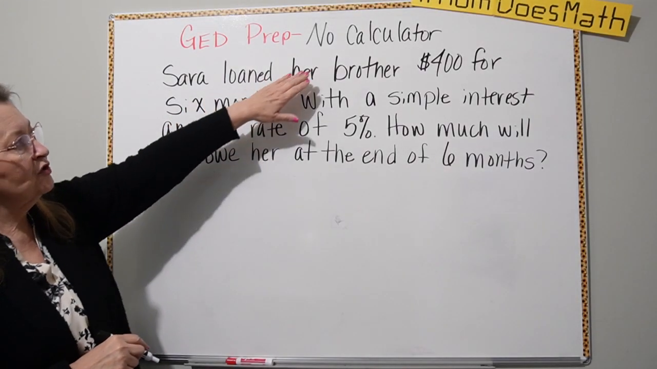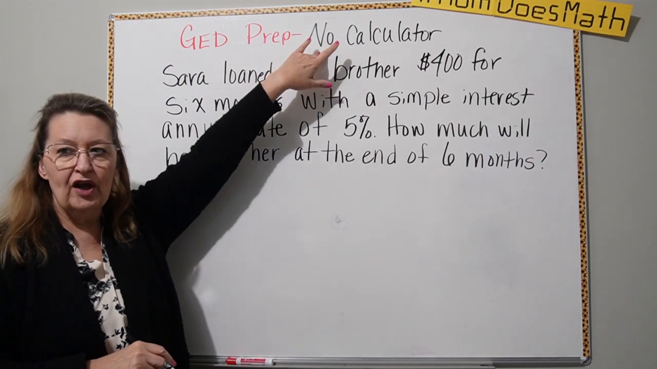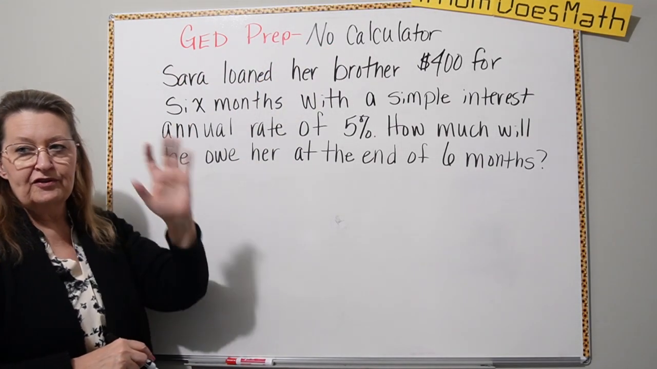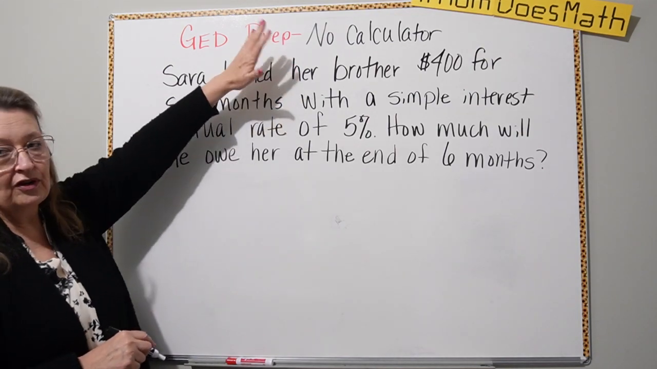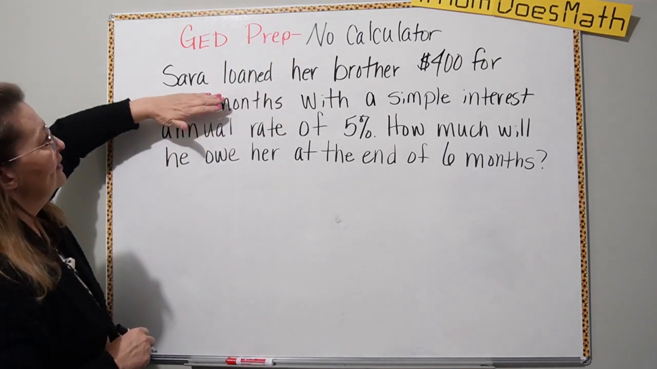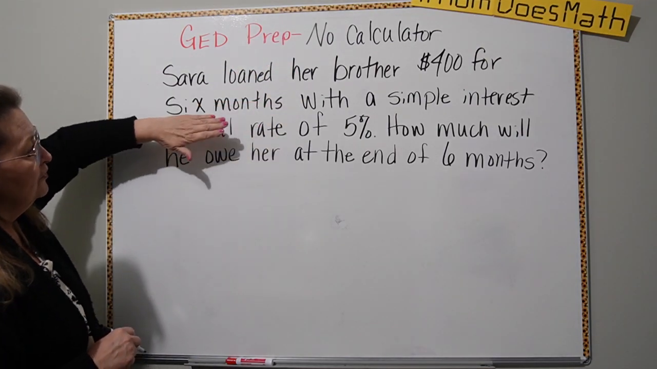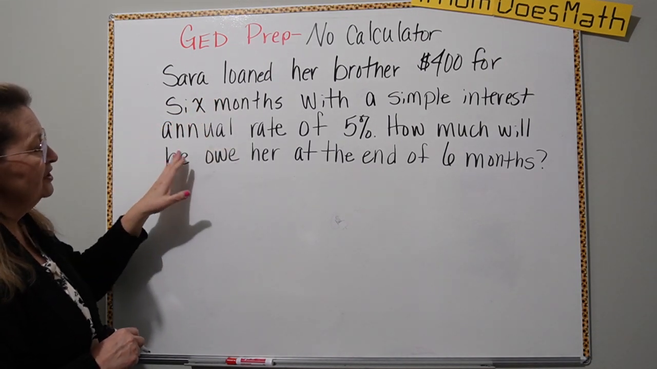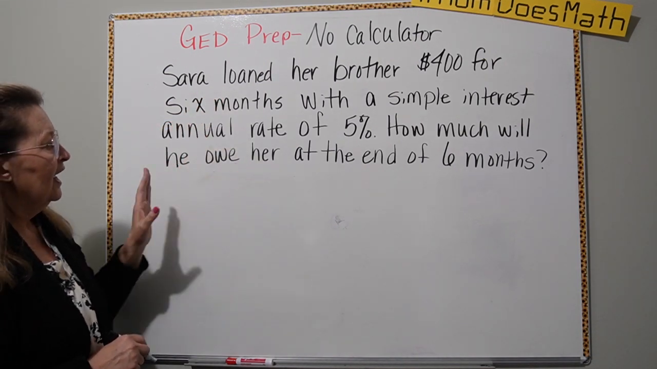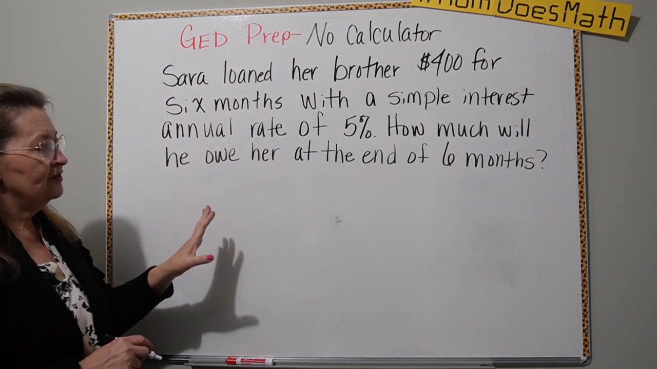Okay, let's give this one a try. This is a sample of one of the no calculator problems. There's 5 at the beginning that you cannot use a calculator with. All right, Sarah loaned her brother $400 for 6 months with a simple interest annual rate of 5%. How much will he owe her at the end of 6 months?